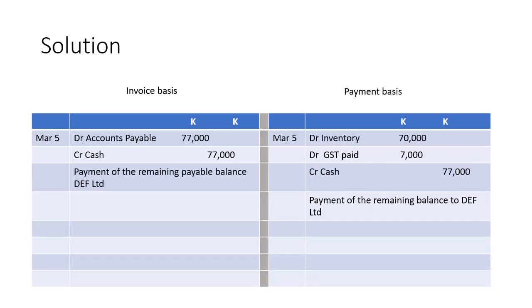Now on 5th March, we have to pay all the outstanding balance. So we have debit accounts payable 77,000, and then credit cash 77,000. This will be under invoice basis. If you compare it with payment basis, that will be debit inventory, debit GST paid, and then credit cash. This will be the time for the company to recognize GST again because the cash outflow happened. Unlike in invoice basis, we already recognized the GST paid on this transaction last month.